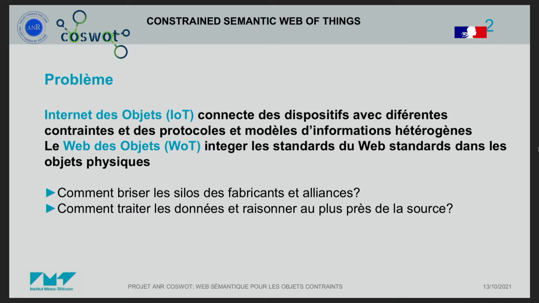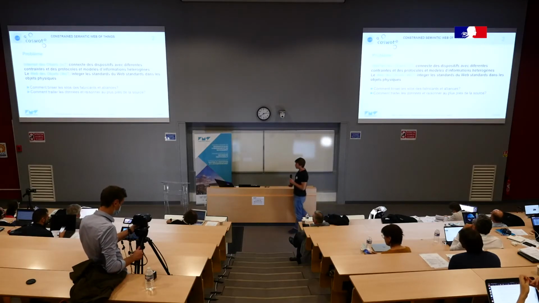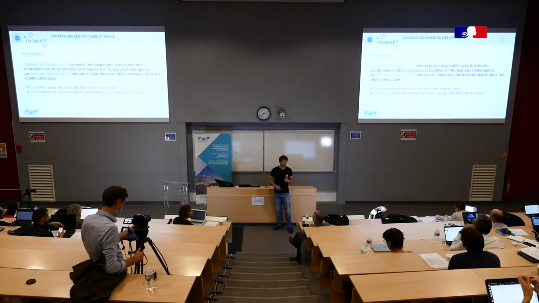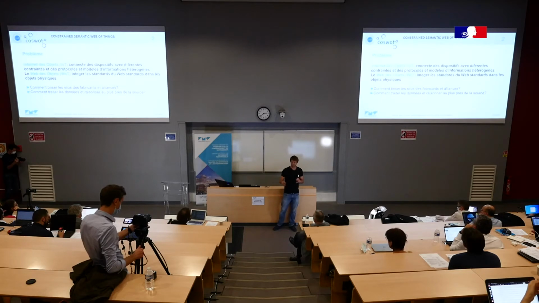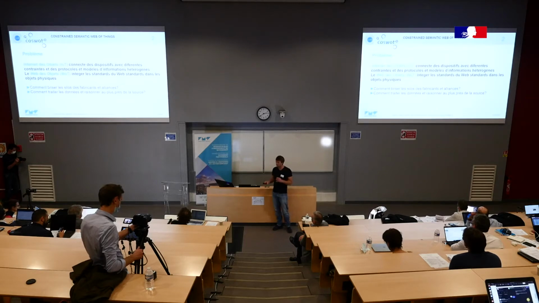So there are some challenges that are brought by moving from the Internet of Things to the web of things, including how to break the manufacturers' or alliances' silos that exist on the Internet of Things. So you think Bluetooth, you think Zigbee cluster libraries, you think this or that. Everyone has its own information model and own application protocol. So how can we, like on the web, make it so that they can all work together?